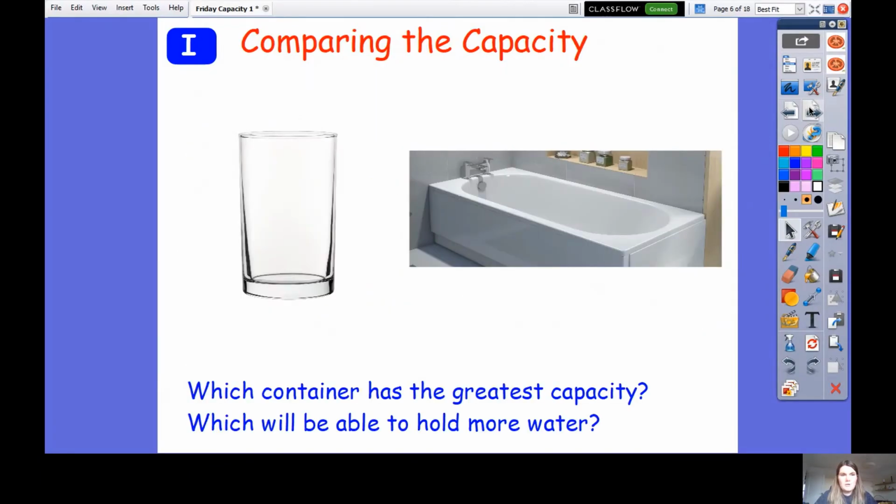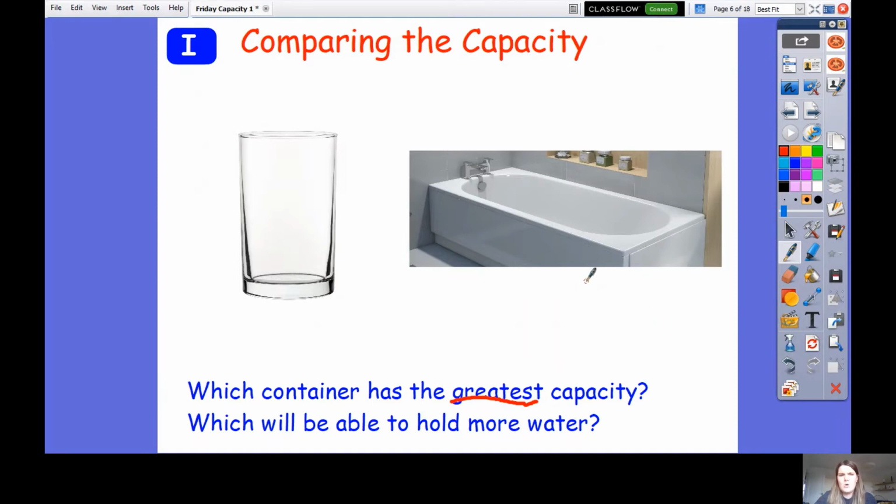Okay, so I've had a go comparing capacity. Now we're going to compare some capacity of these objects, okay? So we're going to be using pictures and using an estimated smart guess to see which we think has the greatest capacity. How do I know I'm looking for greatest capacity this time? Well, that is what the question down here below asks. It says, which container has the greatest capacity? So which of these containers would hold more water?